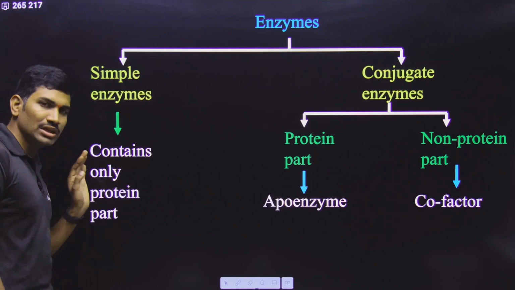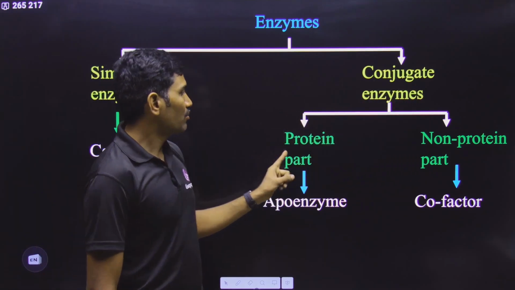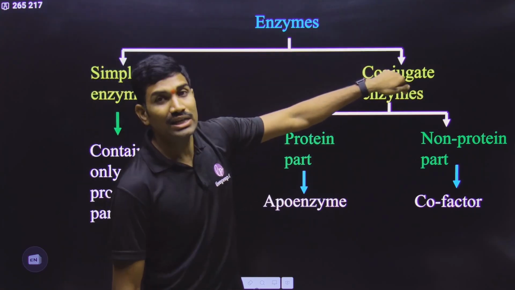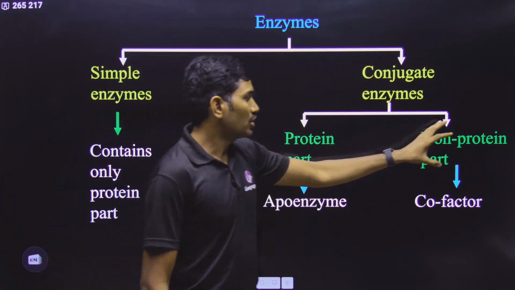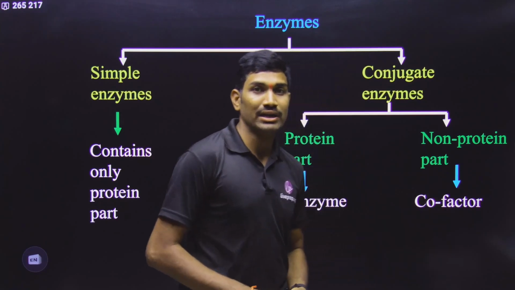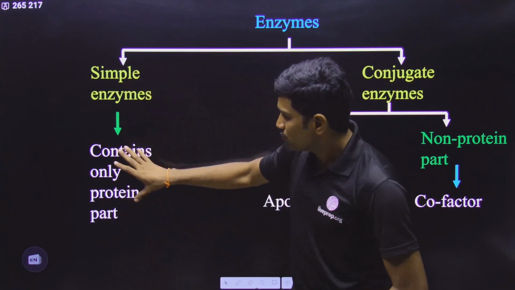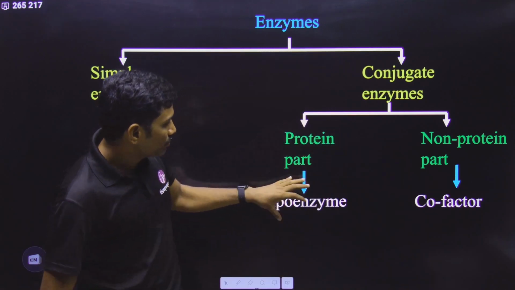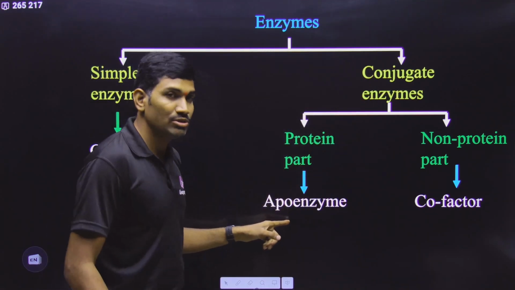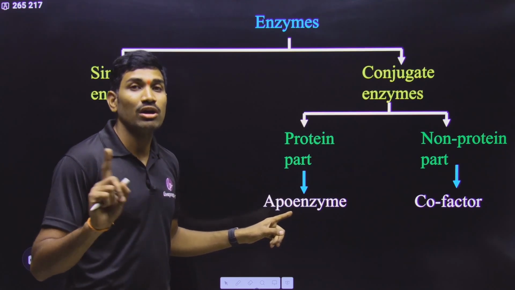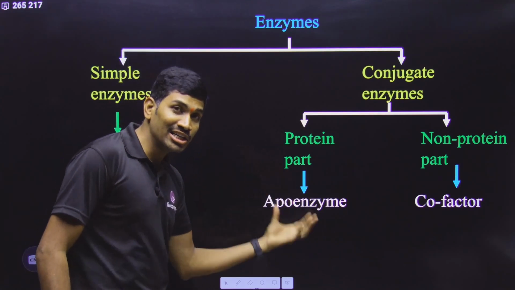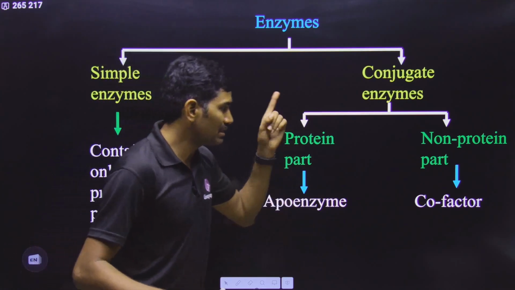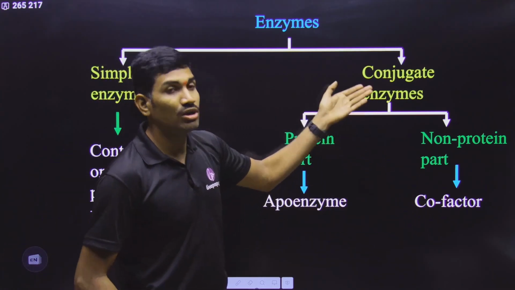In the simple enzymes, only the protein part is there. But in the conjugate, the protein part and non-protein part, both of them are present. So the protein part of a conjugate enzyme is called apoenzyme. The non-protein part of a conjugate enzyme is called a cofactor. Please remember, in the simple enzyme only the protein part is there, but it is functional. The protein part of a conjugate enzyme is called apoenzyme, and it is not functional. Please remember, apoenzyme on its own cannot do the reaction. It cannot catalyze the reaction. Compulsorily it needs a cofactor because it is a conjugate enzyme.